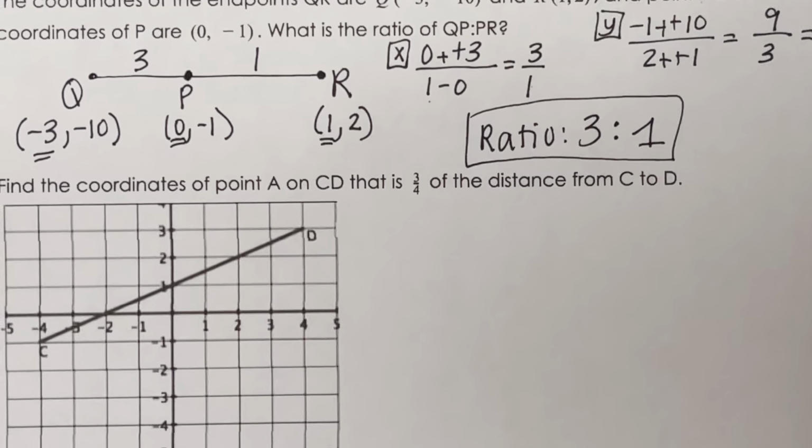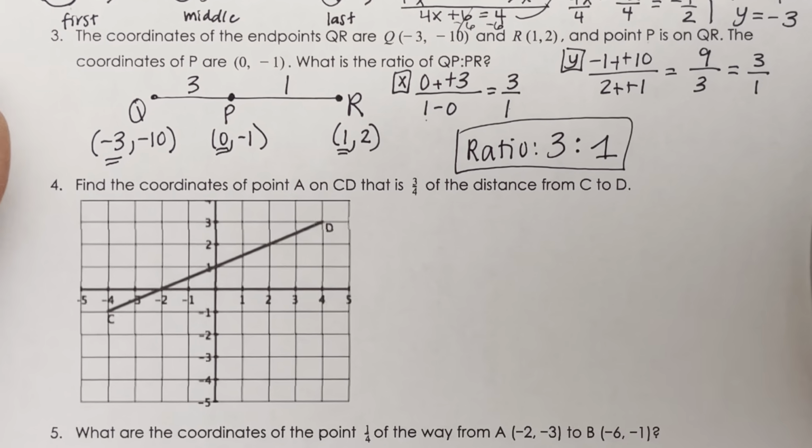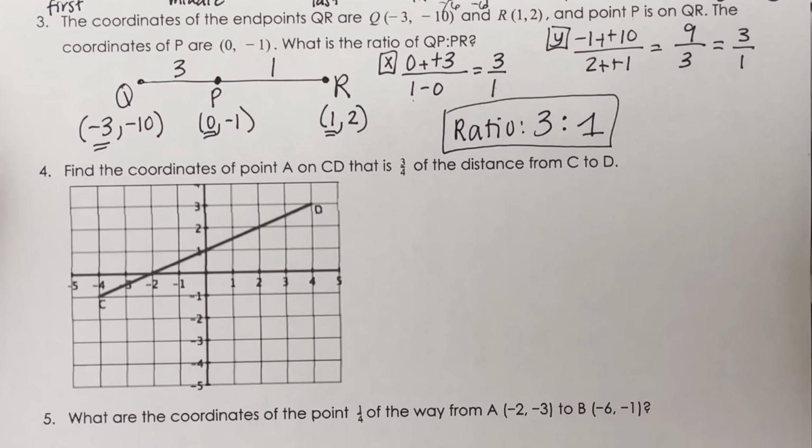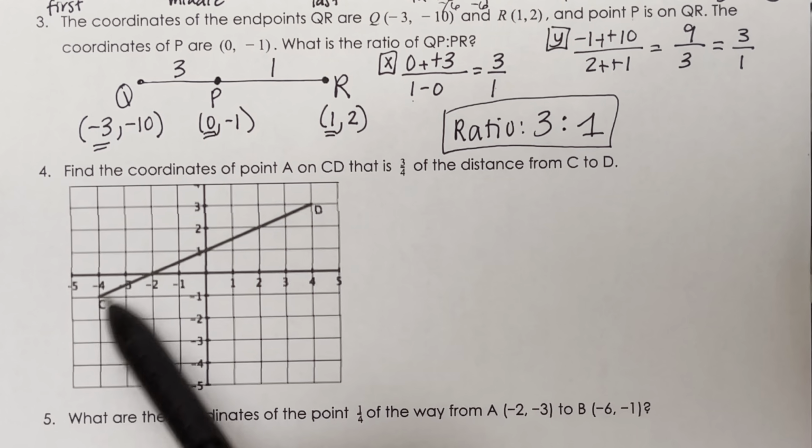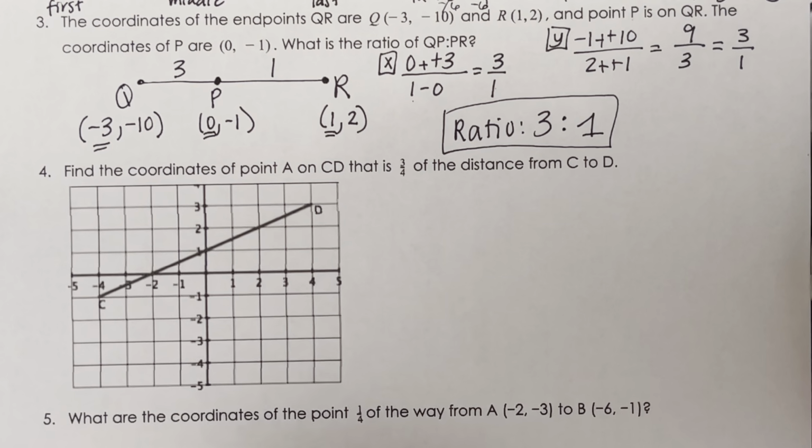All right, next problem, number 4. Find the coordinates of point A on CD that is 3/4 of the distance from C to D. So the first thing I'm going to do is write the coordinates of these 2 points, because if I don't have, again, a nice picture drawn for me, it's really hard to do anything.